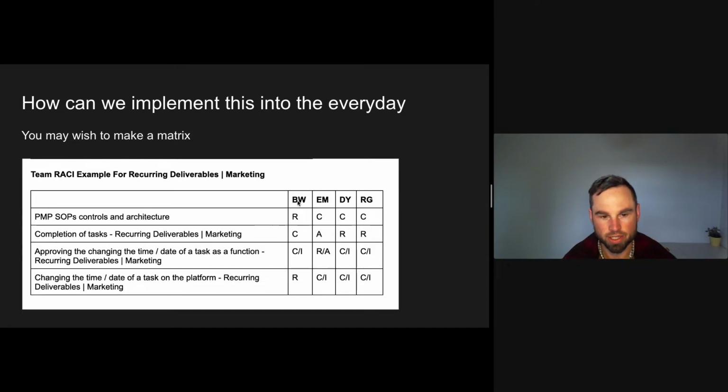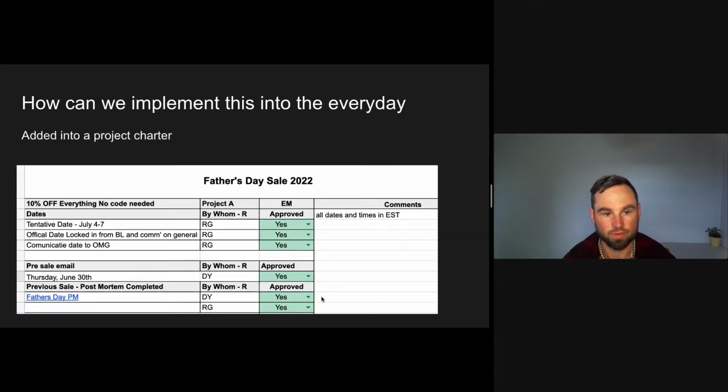So we have the person here, we have another person here, another person, their name. And this is their accountability in the project. And as you can see, completion of tasks in this one, reoccurring deliverables, we have the A for the accountability, and that's only for one person. That can only ever be for one person. And here they have it again. And the rest, you can go through and see how you could apply that with your own.